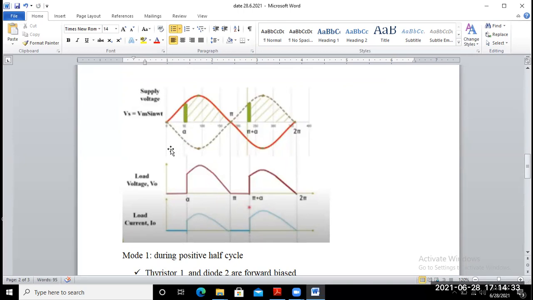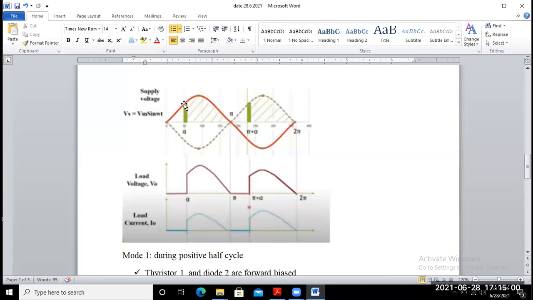So conduction starts for SCR1 at this instant, which means delay angle alpha. Similarly, this one is pi, and this instant is delayed by alpha, so this is pi plus alpha. At pi plus alpha, you again fire the gate pulse of SCR2, so thyristor 2 will start conduction from this point.